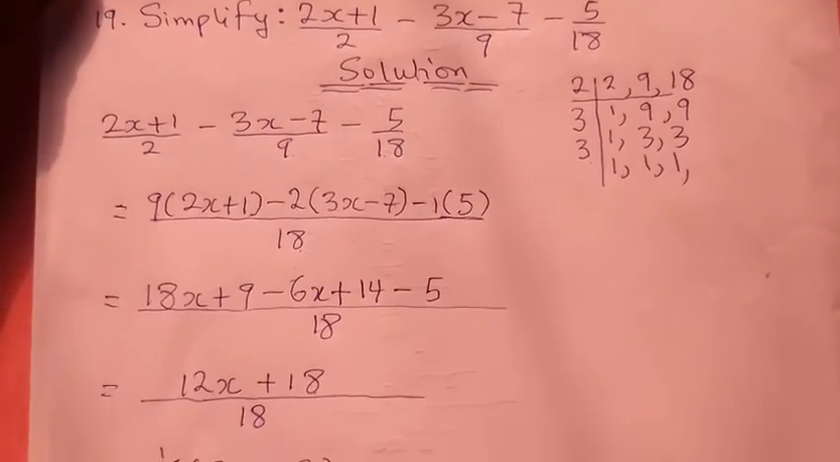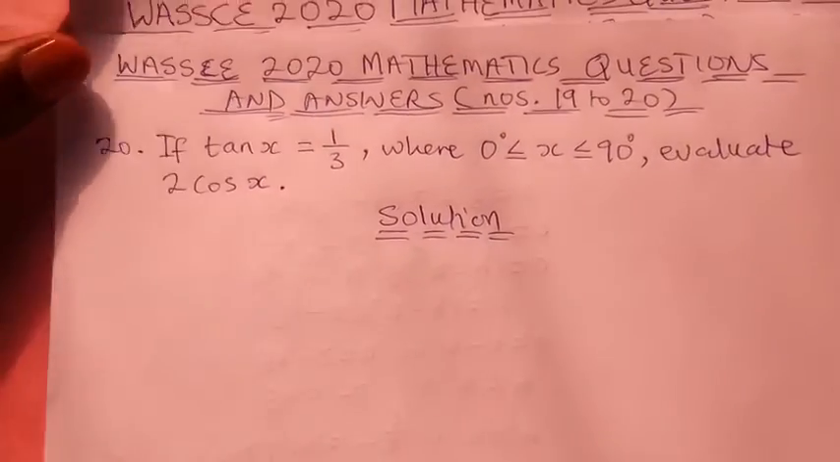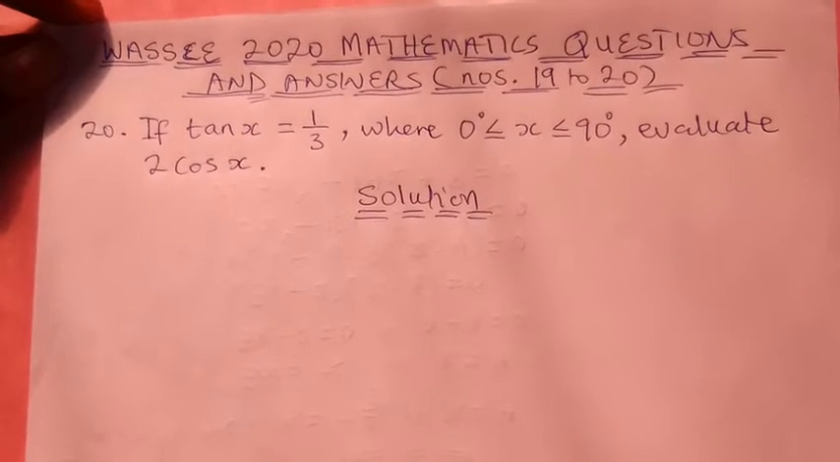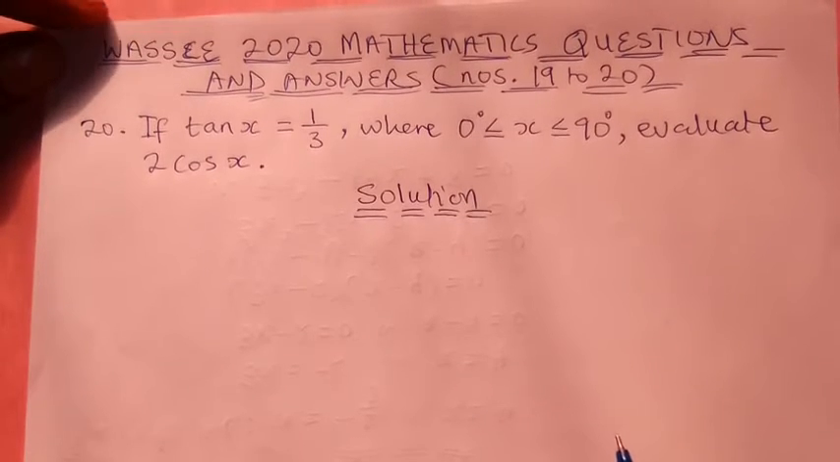Now that you've done this first question, let's quickly take the second question here. The second question is gotten from trigonometrical ratios, and by trigonometrical ratios we are talking about SOHCAHTOA, that is sine, cosine and tangent.